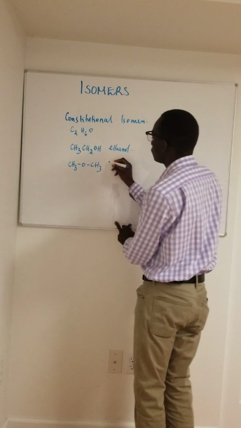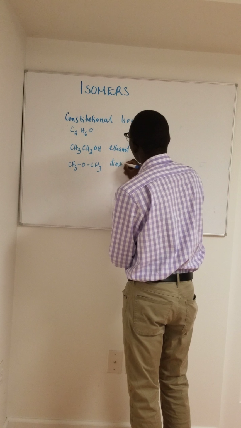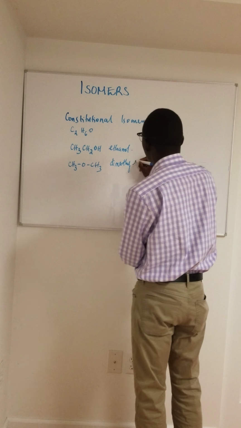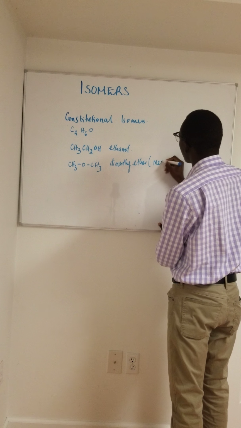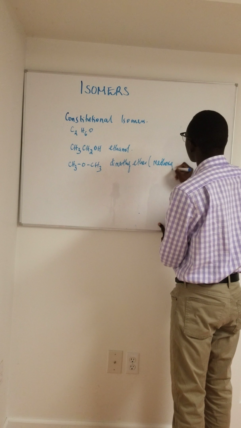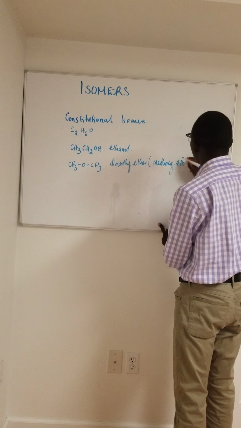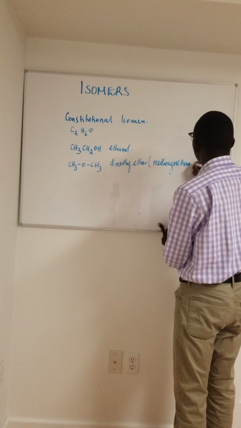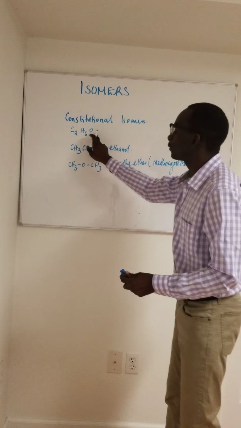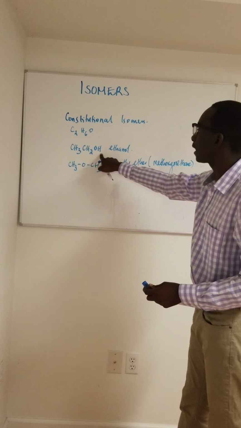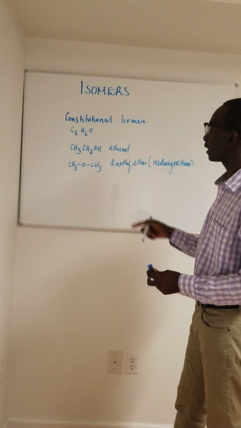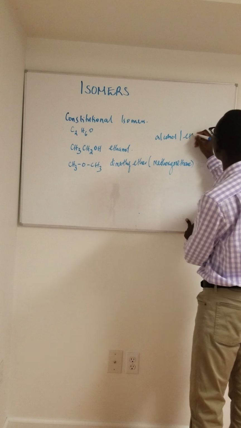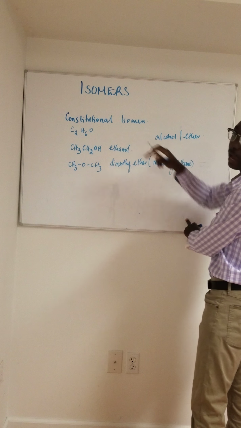Now this is called dimethyl ether, or you can also call it methoxymethane. So from this general formula, I have derived an alcohol and an ether. So an alcohol and an ether are constitutional isomers.